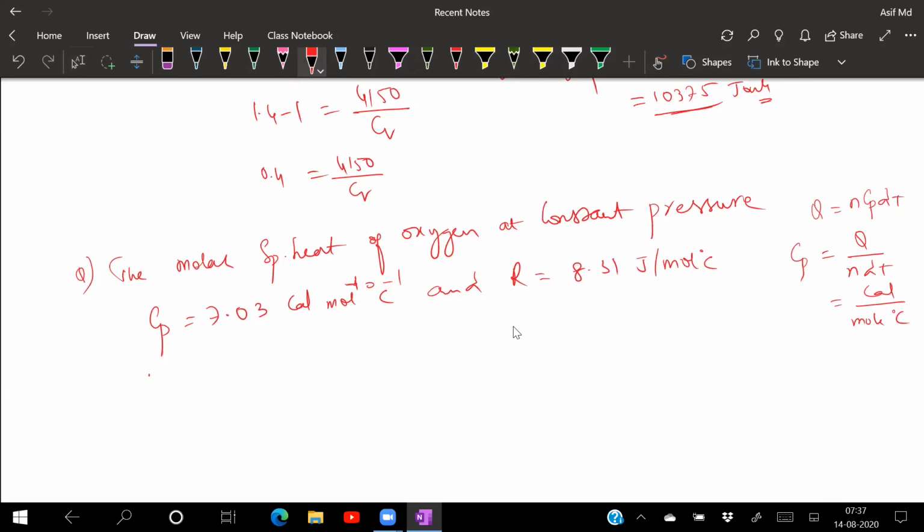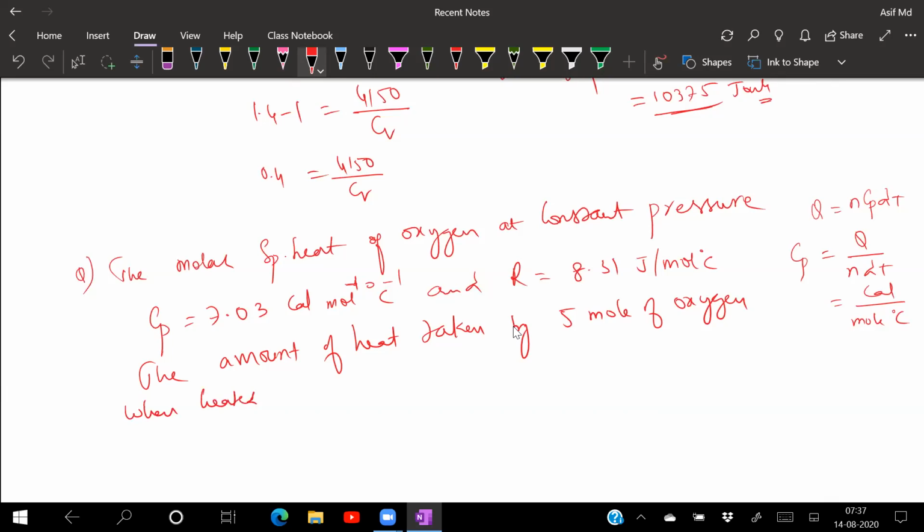The amount of heat taken by 5 moles of oxygen when heated at constant volume from 10 degrees centigrade to 20 degrees centigrade will be approximately.